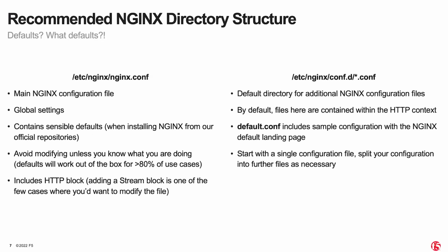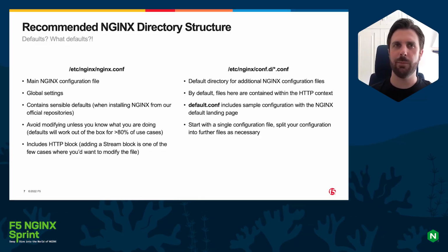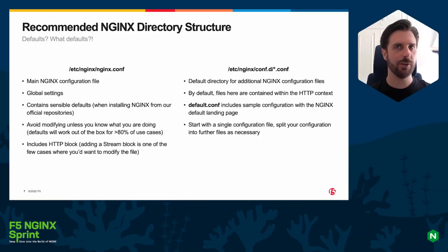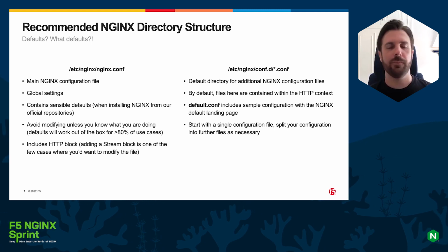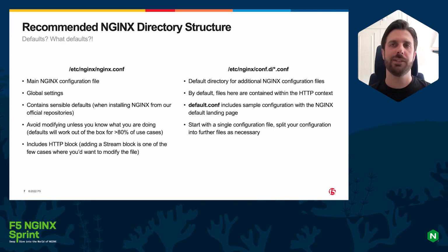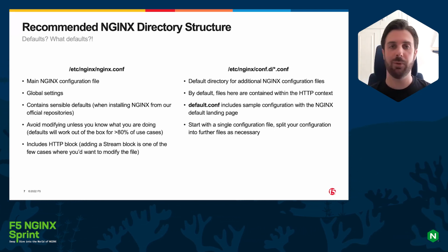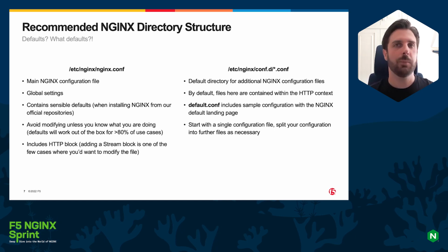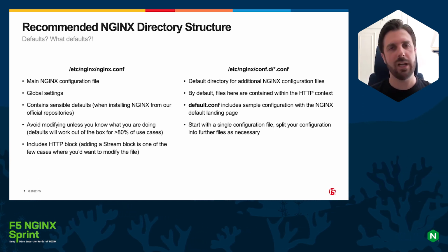The third best practice is to stick to the recommended directory structure. By default, there is a file under /etc/nginx called nginx.conf that acts as your main NGINX config file and contains sensible global settings and defaults. We recommend avoiding modifying this file unless you know what you're doing. Although, as usual, as tradition, there are some exceptions to this rule. One such exception being if you want to enable UDP streams, since by default, the nginx.conf file only includes an HTTP block.